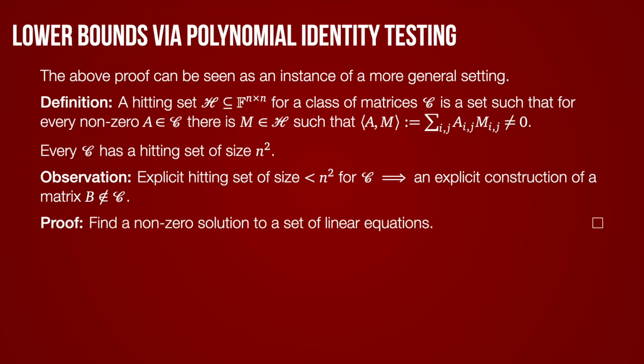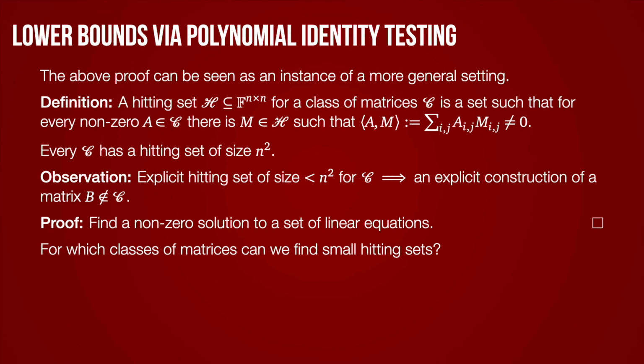The proof of this is very simple. You just find a non-zero solution to a set of linear equations. The linear equations come from the hitting set, so we want to find a matrix which has zero inner product with all the matrices in the hitting set, and if the hitting set is small, then we can find a non-zero such matrix. And then since H is a hitting set for C, it follows that B is not in C. This is exactly the same as the usual proof that hitting sets for classes of polynomials give lower bounds for these classes, but it's just stated in a slightly different setting. So now of course the question is for which classes of matrices can we find small hitting sets, and we give some examples in the paper.